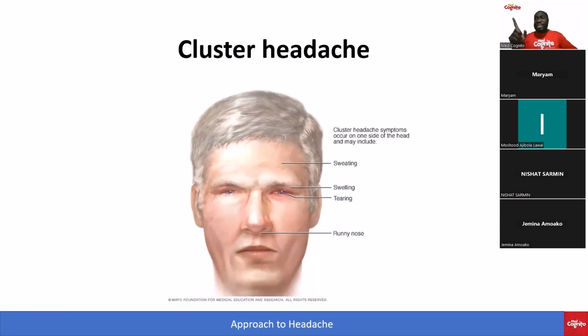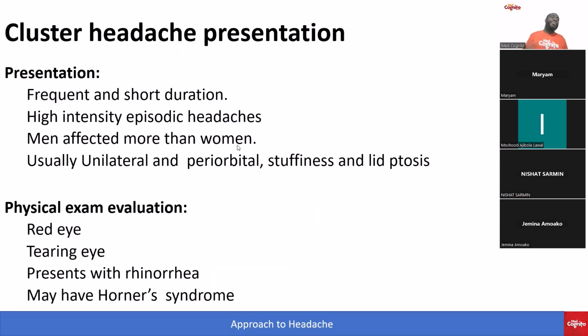I have a question. Cluster headache and migraine headache, which has stronger family history? Cluster headache or migraine headache? Migraine. Beautiful. How will cluster headache present? Frequent and short duration, high intensity episodic headaches. Men are affected more than women. Usually it is unilateral and periorbital, and the patient may have stuffiness around the nose and lip pulses.